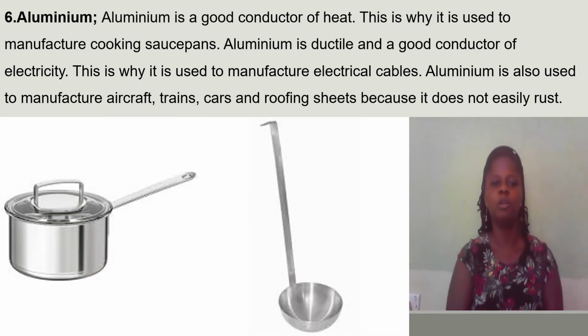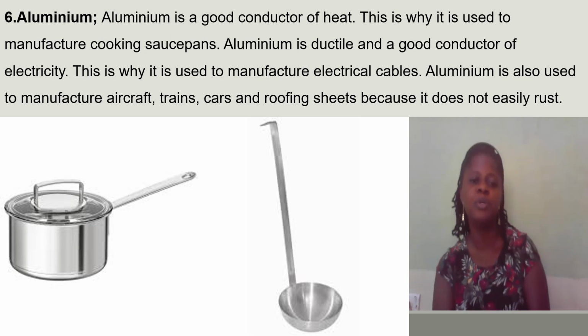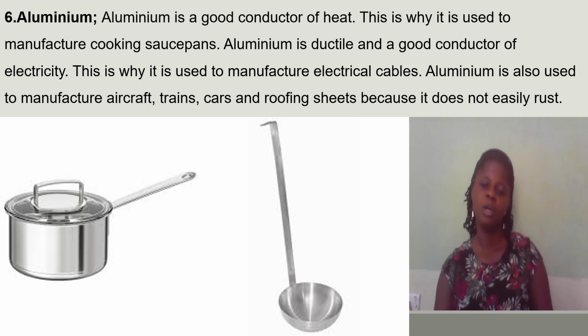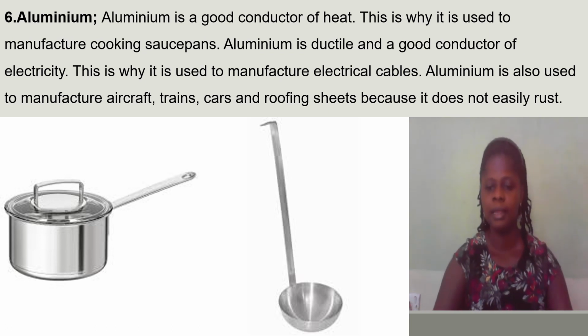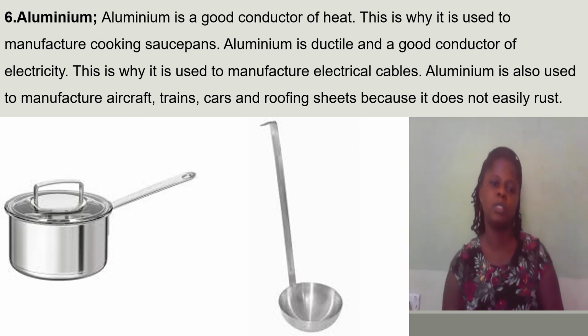Now, aluminium is also a good conductor of heat. So it is the reason why it is used in making cooking pans. Aluminium is a good conductor of heat. That is why it is used in making cooking pots.